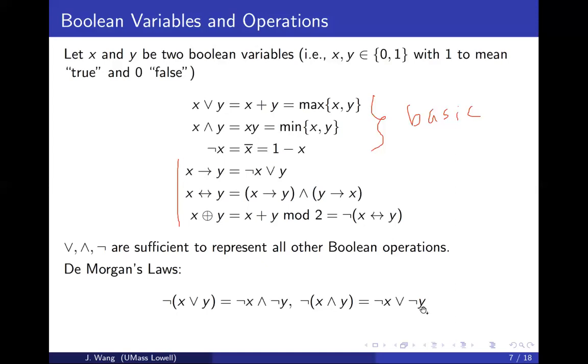So sometimes we also write it this way: the negation of X or Y, put the bar on top, will be X negation and Y negation. You can also write this as X plus Y, negation, that's equal to negation X times negation Y. Okay, so we are going to use this interchangeably.